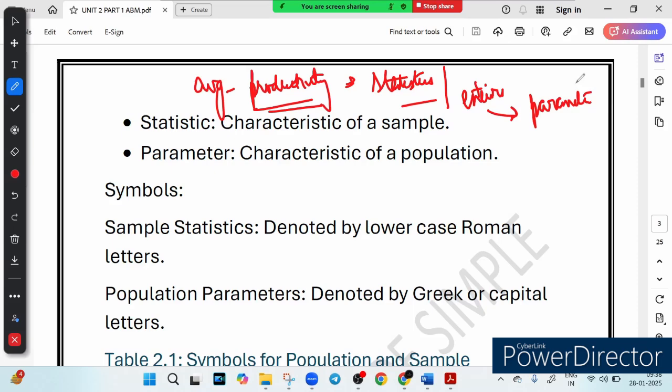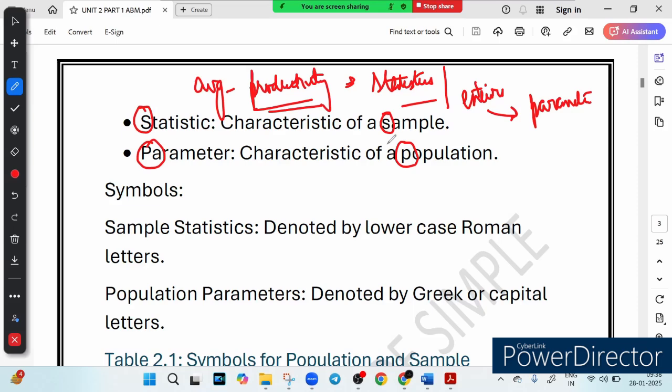One way to remember is that S for statistics, S for sample, P for parameter, P for population. So if you ask about the characteristics of a sample, the answer would be statistics, right? I've just given you the example to make it clearer. If you are calculating the average productivity from your sample of employees, that is statistics, and if you calculate the same for the entire workforce, it is called parameter. Why? Because we are calculating the average, which is a characteristic of the sample. That is why it is called statistics, right?